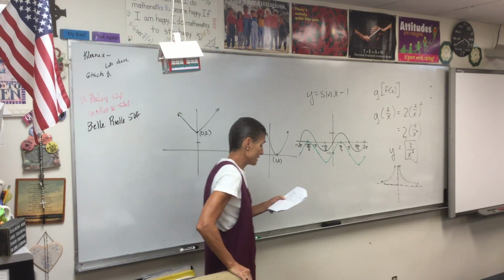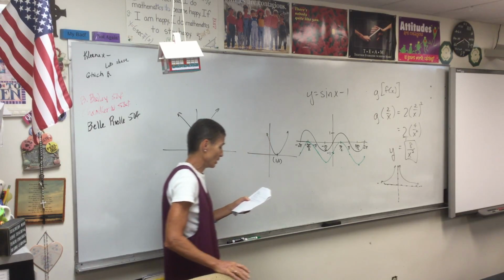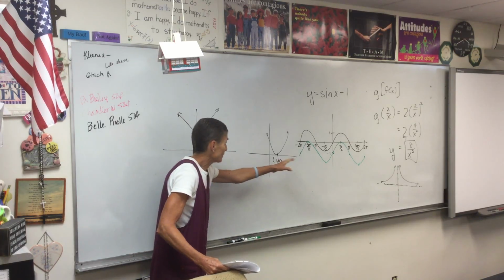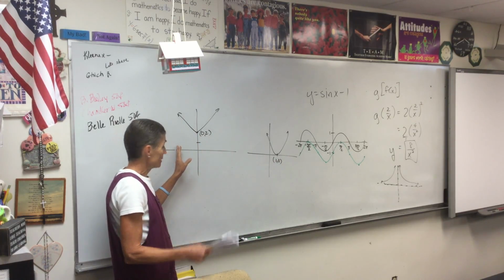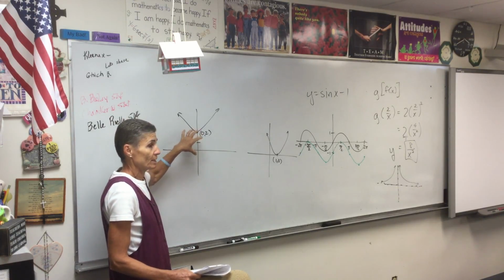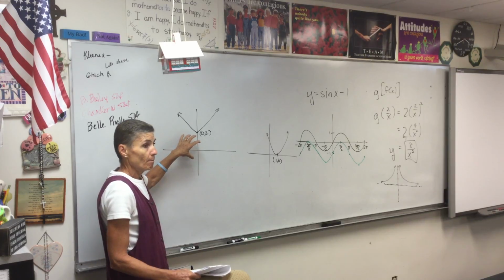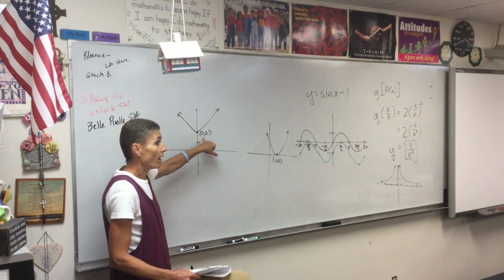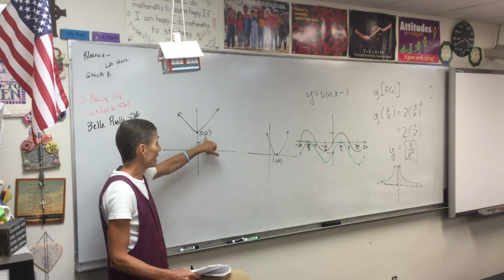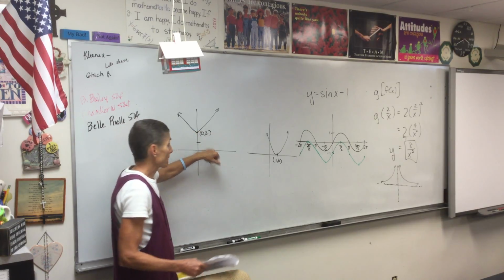Each of the functions in number 9 is bounded above, below, or bounded. Identify the bounds of each. Okay, so I've still got them graphed up here. So look at this one. Describe this one in terms of boundedness. What would you say? Bounded below. Bounded below at y equals 2.